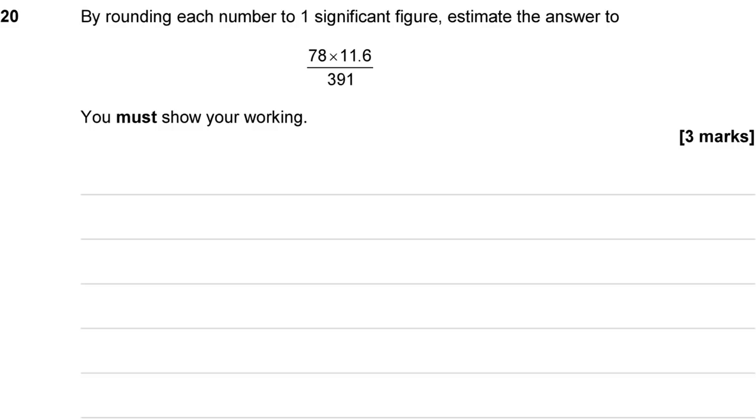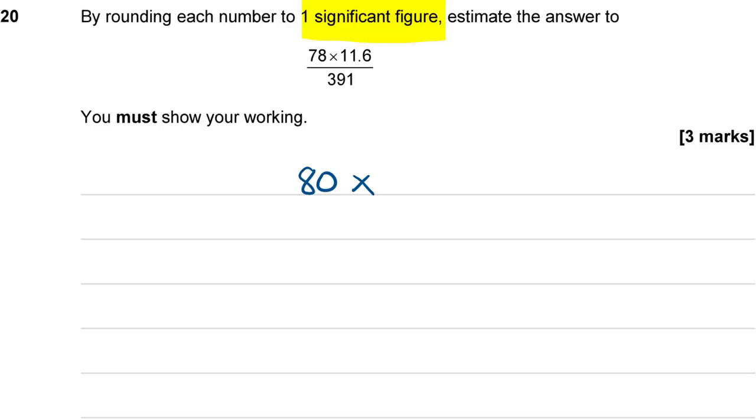Okay, so rounding to one significant figure, the first significant figure is the first non-zero number of your number that you're looking at. So in 78, the first significant figure is the 7, which is in the tens column. So basically what you're being asked to do is round that number to the nearest 10. Okay, so 78 to the nearest 10 is going to be 80.